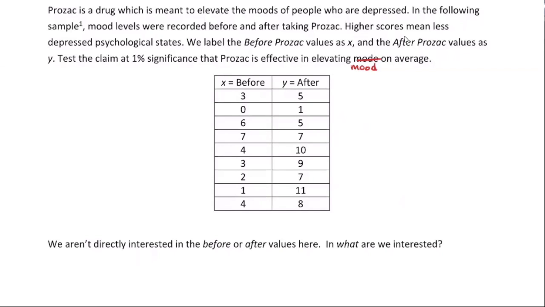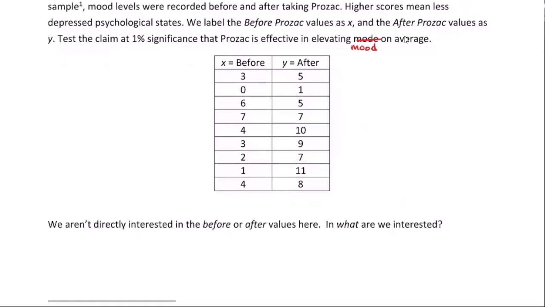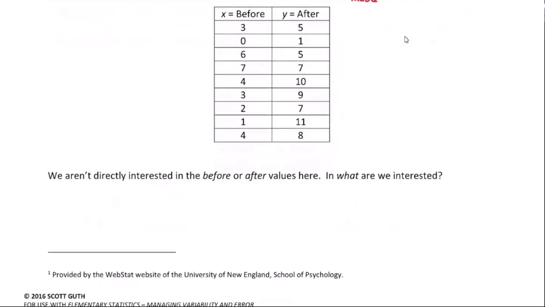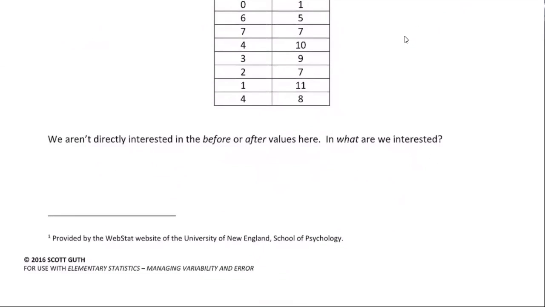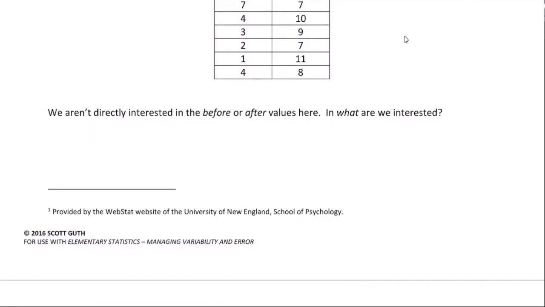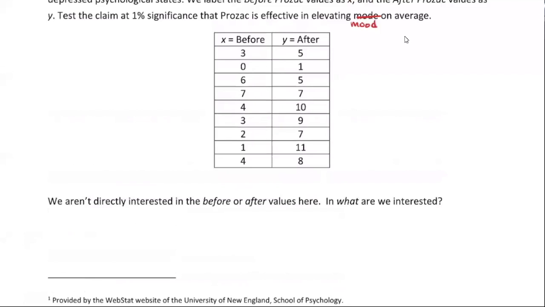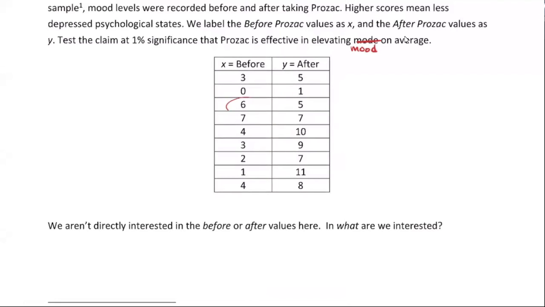Okay, so there's an assumption we'll have to make because the samples are small. We're going to have to make an assumption about normality, and I'll do that when we get to it. Okay, so it says we're not directly interested in the before or after values here. What do you think we really are interested in for each of these individuals? Does it matter that this guy has a 6 here? The gap. Thank you, Matthew.